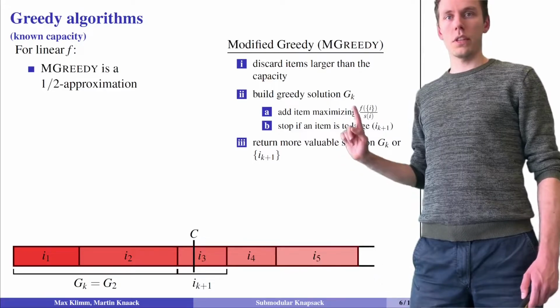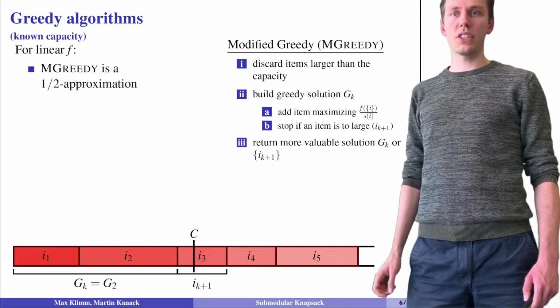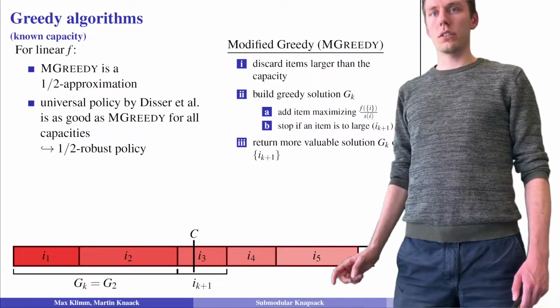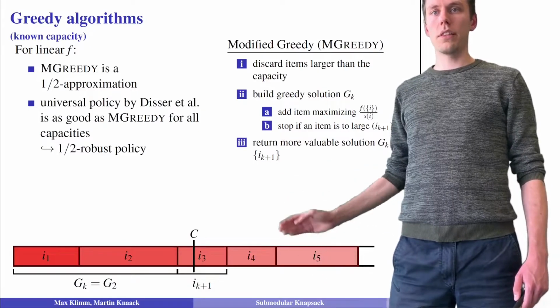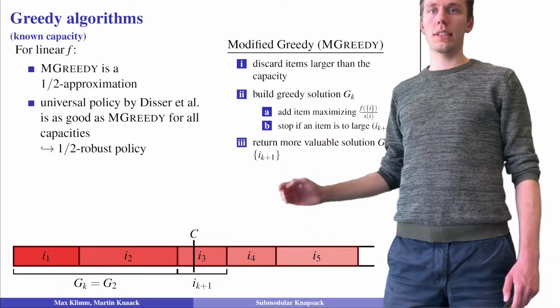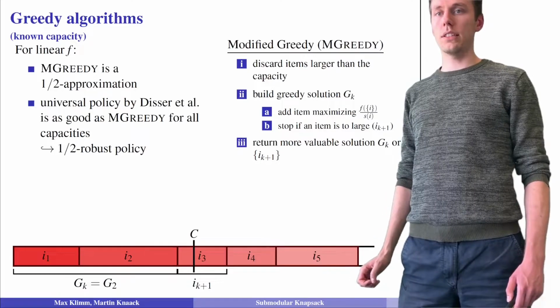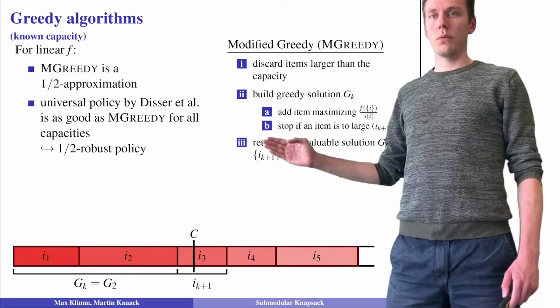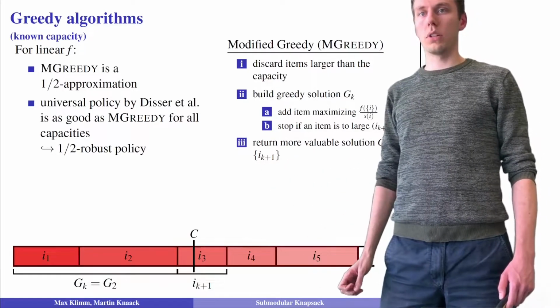It is well known that this algorithm is a one-half approximation, and what Disser et al. could show is that their universal policy is as good as the modified greedy algorithm for all capacities, and thus they receive with their universal policy a one-half robust policy.